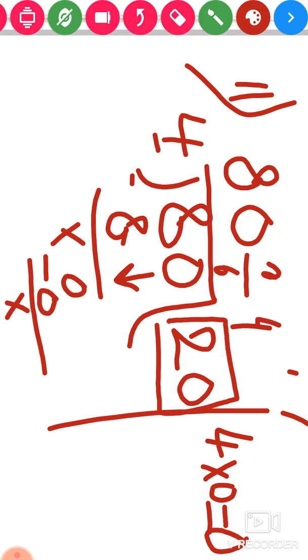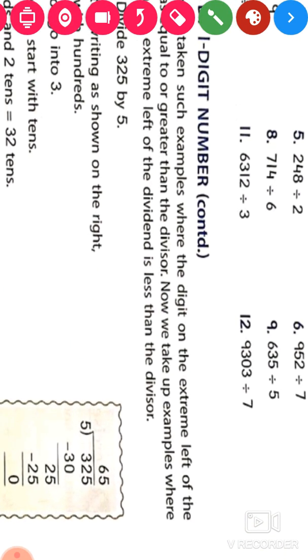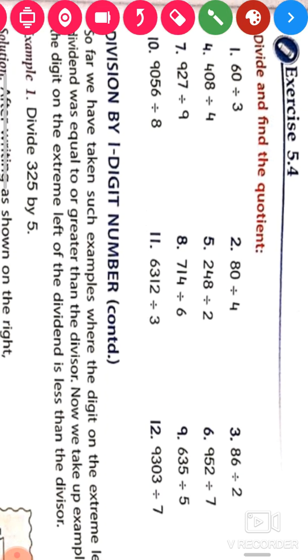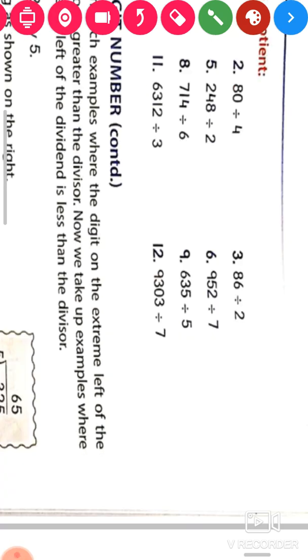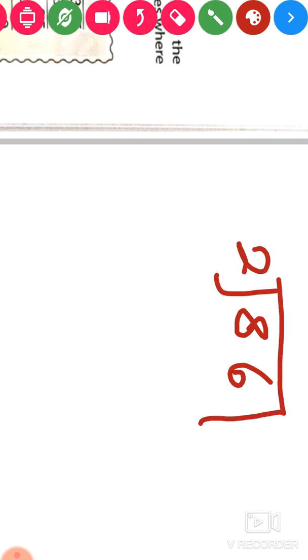Now let us move toward the next question. The next question is 80 divided by 4. This question we have just practiced. Now let us do question number 3. 86 divided by 2. A very easy question. Do this question yourself.